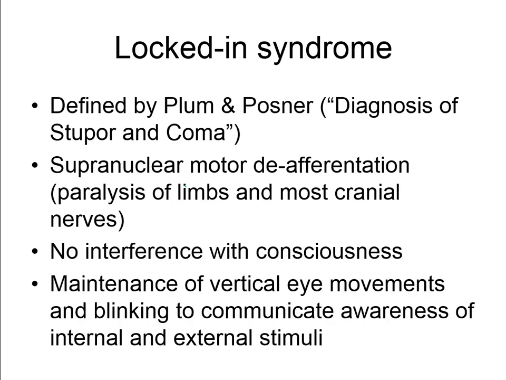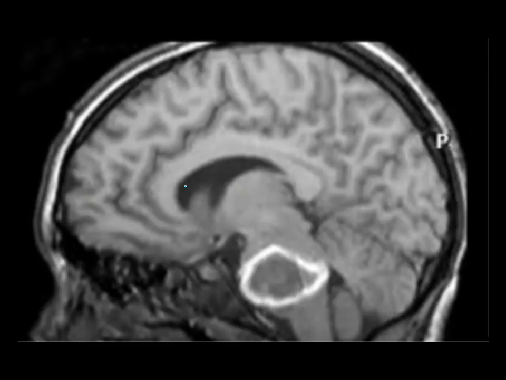Supranuclear deafferentation, paralysis of limbs and most cranial nerves. You have normal consciousness. You can typically have maintenance of vertical but not horizontal eye movements because you're not using the PPRF, because you can't get stuff down to it particularly well, and you especially can't get down through the MLF all the way down. And you can use blinking to communicate.